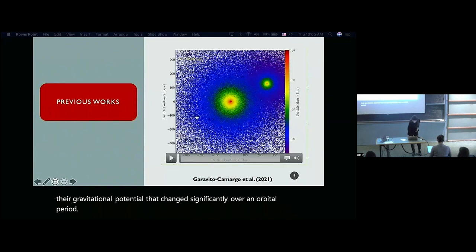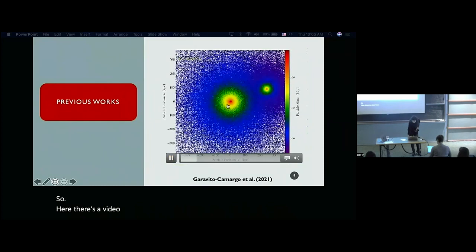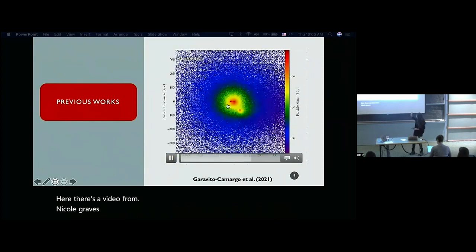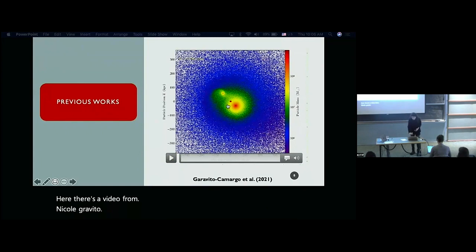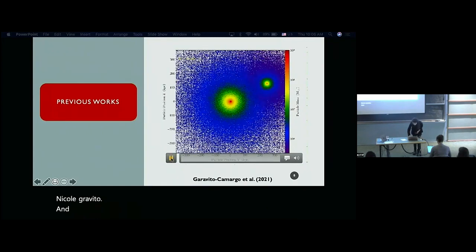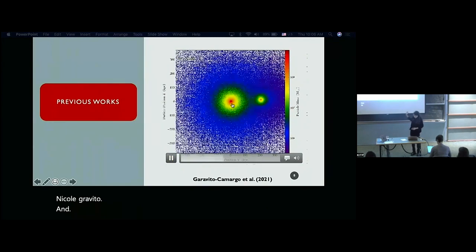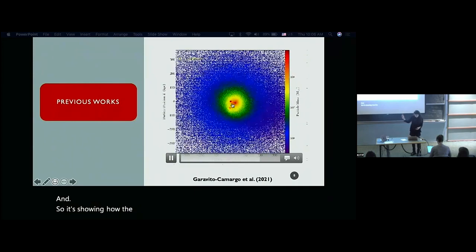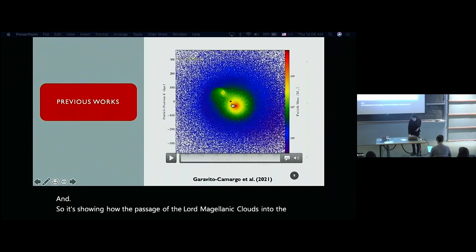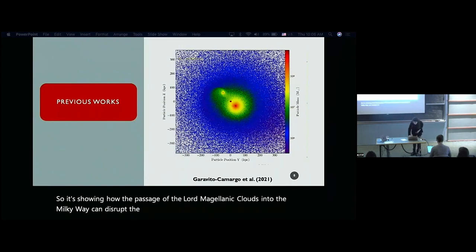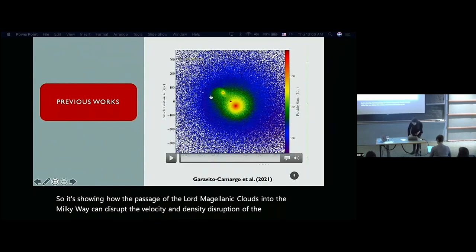Here there's a video from Nico Garavito, showing how the passage of the Large Magellanic Cloud into the Milky Way can disrupt the velocity and density distribution of the stars.